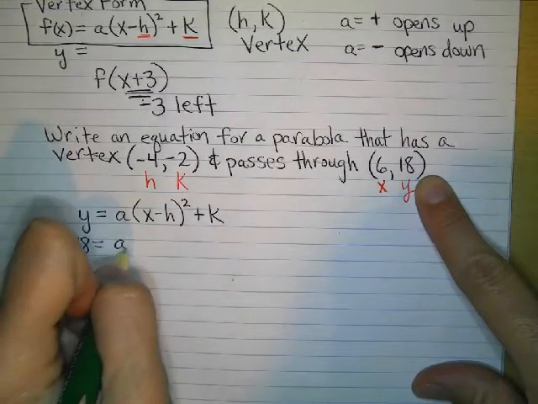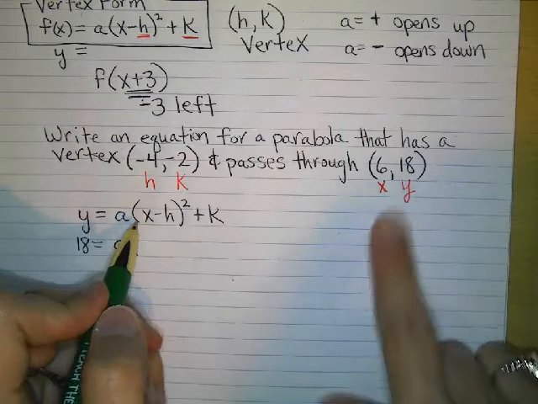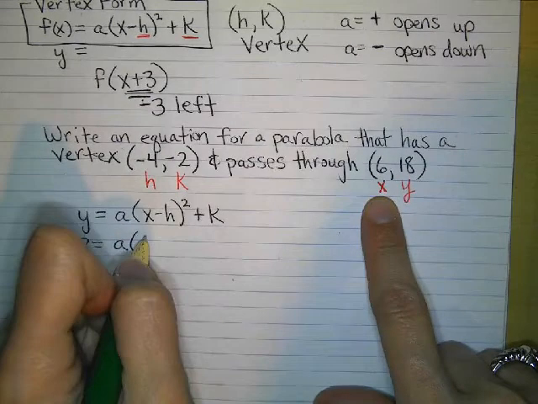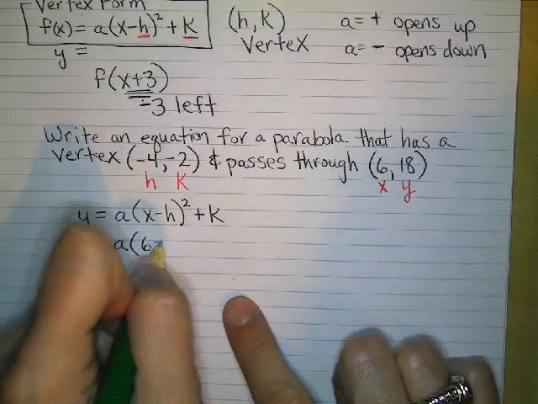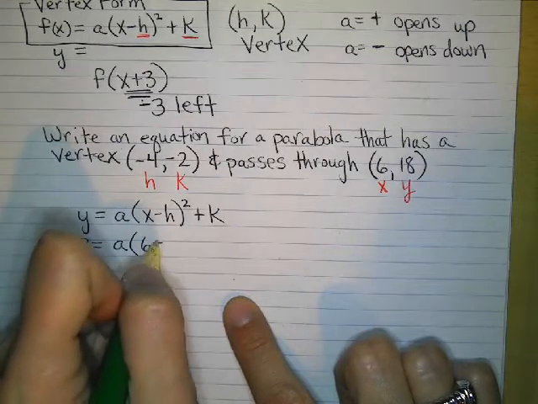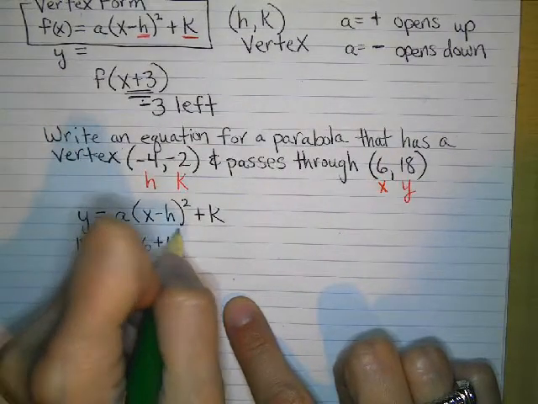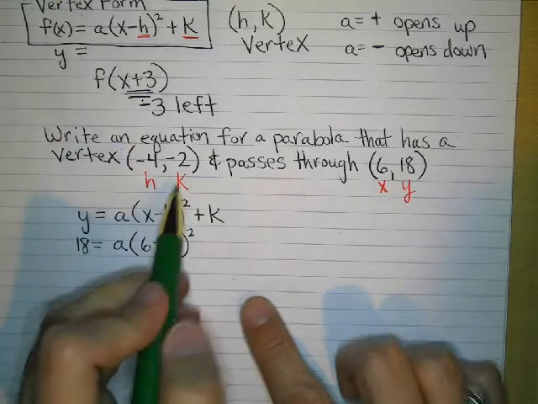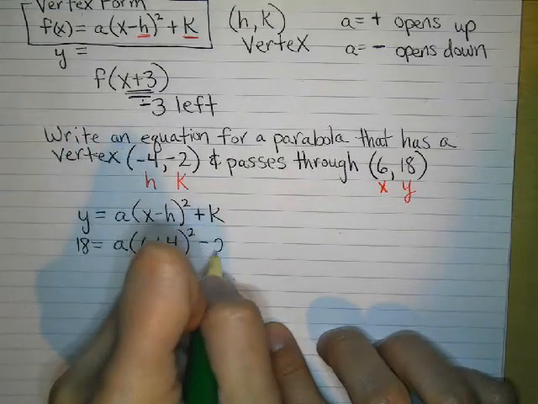I don't know what a is. They didn't tell us that. I have x is 6. H is -4, so it's going to go 6 minus -4, which turns to plus 4. And k is -2.